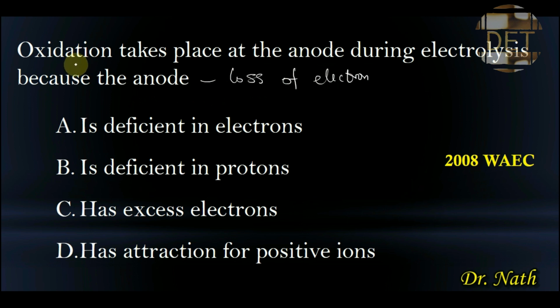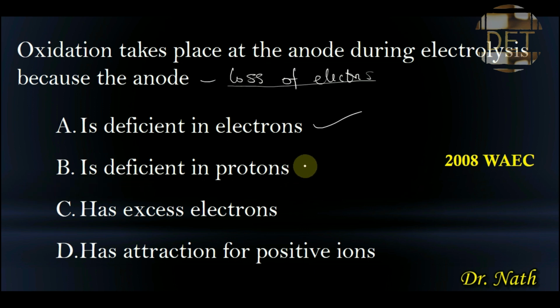So oxidation takes place at the anode during electrolysis because the anode will lose electrons. Because it is losing electrons, it will become deficient of electrons. So my correct answer is deficient of electrons. It is deficient of electrons as a result of loss of electrons from the electrolyte through the anode.